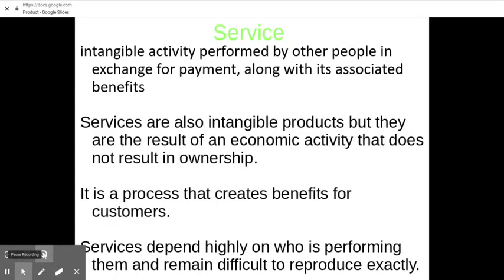So continuing with service. Services are also intangible products. We talked about this, something that can't be touched, but they are the result of an economic activity that does not result in ownership. So you don't get anything in exchange. In personal finance, we're talking about financial exchanges and making an exchange between a buyer and a seller. We talk about these also as being the producer and the consumer. All right. So in this instance, you're purchasing their service. They're going to do something for you. It doesn't result in ownership.